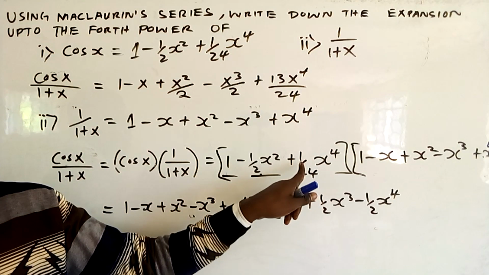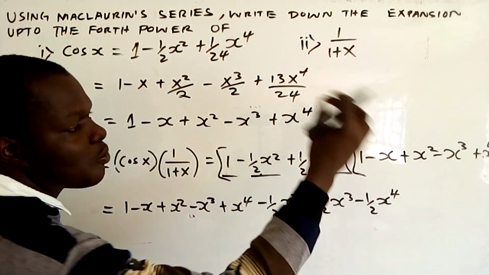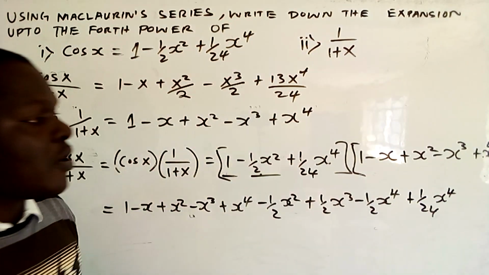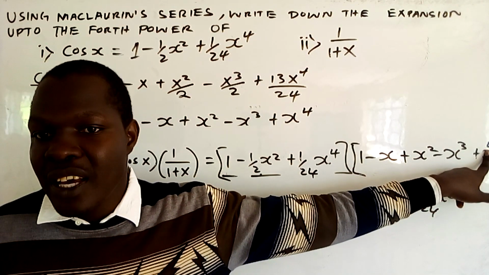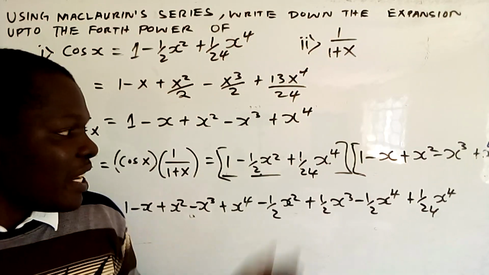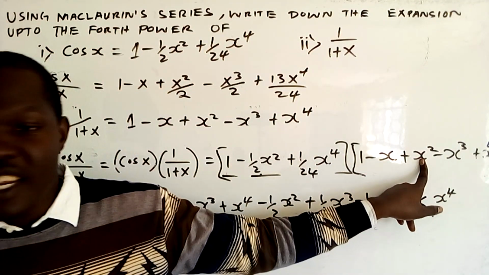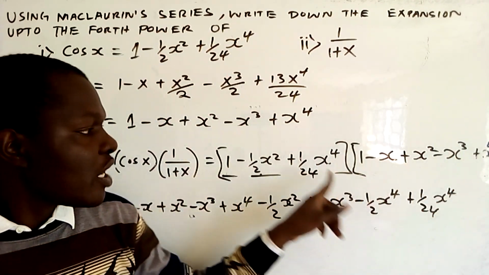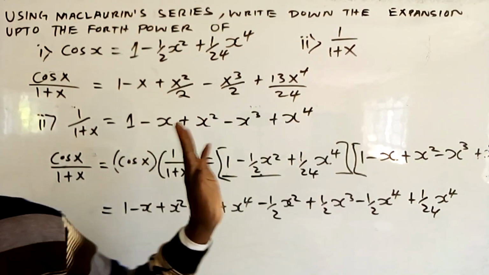Then you move to the next one, plus 1 over 24 x raised to power 4, isn't it? So plus 1 over 24 x raised to power 4 times 1, you get plus 1 over 24 x raised to power 4. So this one times that. When it multiplies other terms of x, it will be x raised to power 5 and above. Meaning this times this will be x raised to power 5. We ignore. This times that will be x raised to power 6, we ignore. This times that will be x raised to power 7, we ignore. This times that will be x raised to power 8, we ignore. We must only reach x raised to power 4.